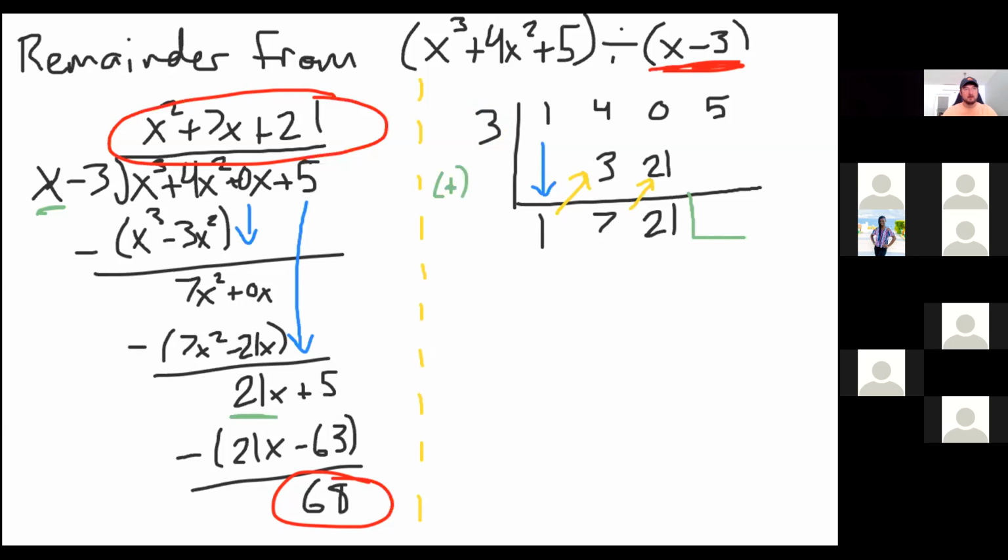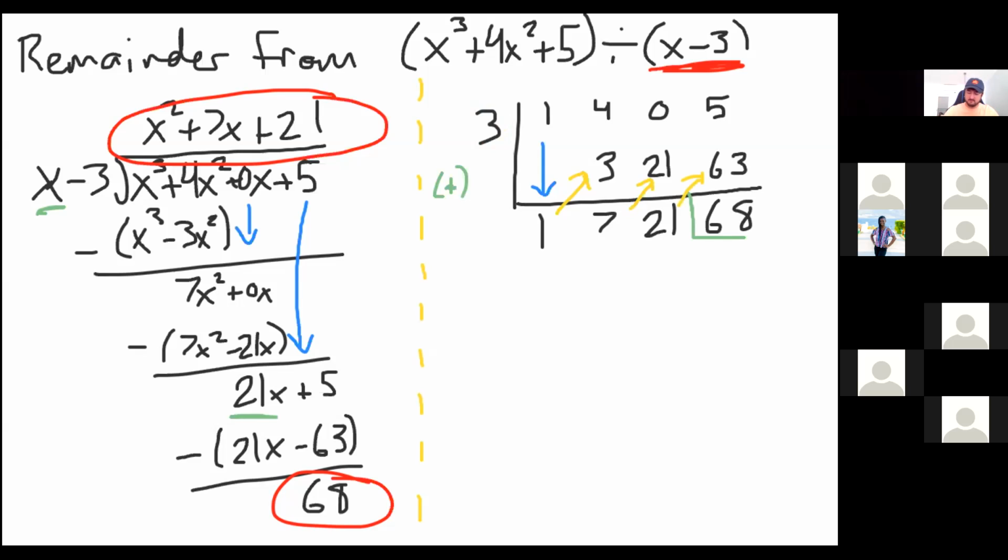And then I still have one more term to work with, that 5. So I move up and to the right. I take 21, multiply it by my root, which is a 3. 21 times 3 is 63. And we see 5 plus 63 is 68.